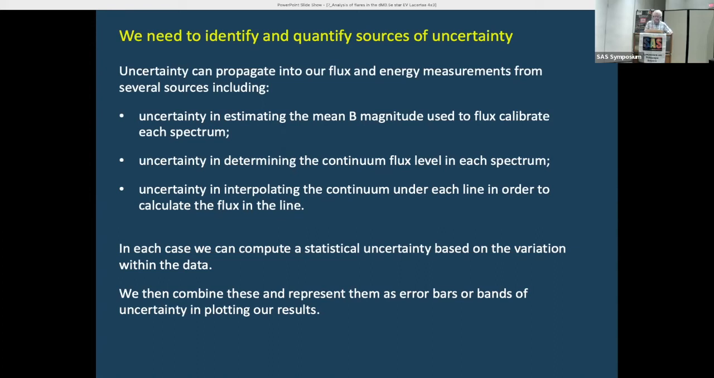So all of these quantities that we're trying to measure come along with an uncertainty in how well we can measure them. So we try to propagate these together and compute a statistical uncertainty based on the variability of the data. In the plots I'm going to show you in the next slide, I'm going to represent those by bands of uncertainty on the quantities.